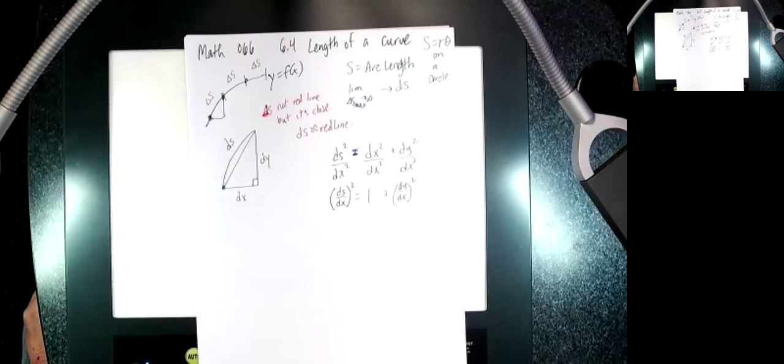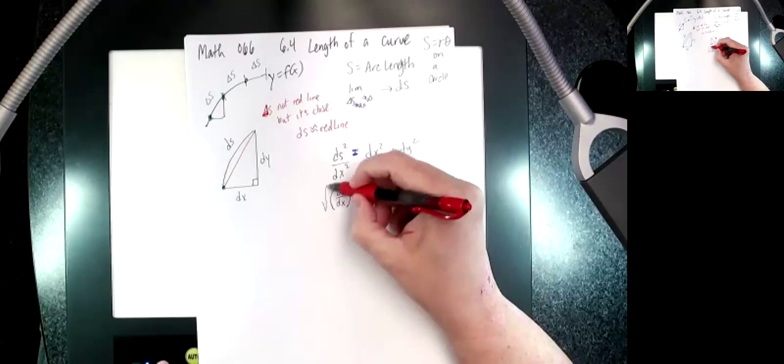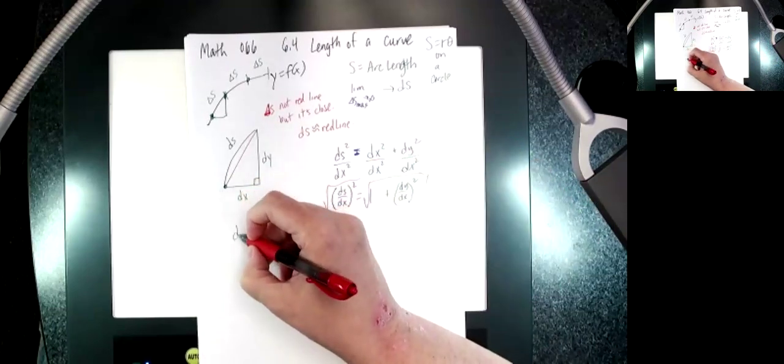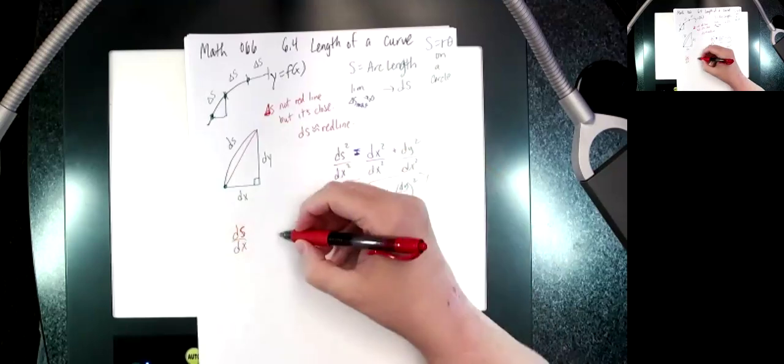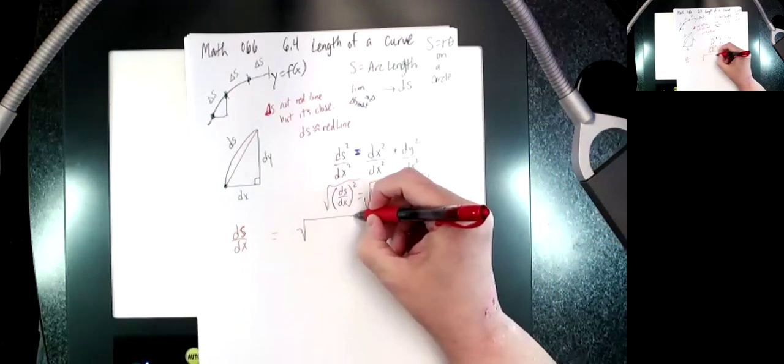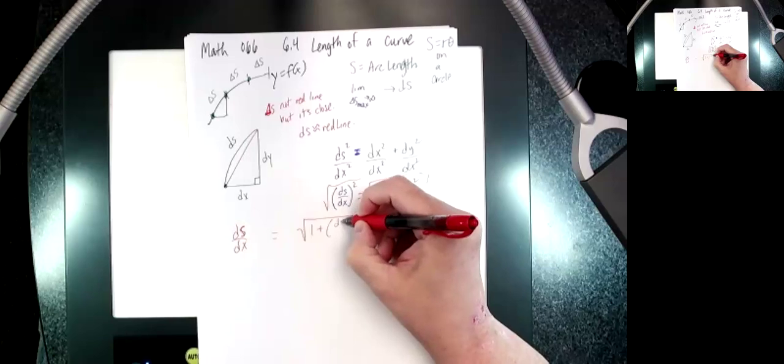This is such a simple way to find it. And when you do it, you're like, wow, or maybe you would have thought of it, but I would never have thought of taking this approach. We'll take the square root, hit that with the square root on both sides, and we get ds/dx equals the square root of 1 plus (dy/dx) squared.